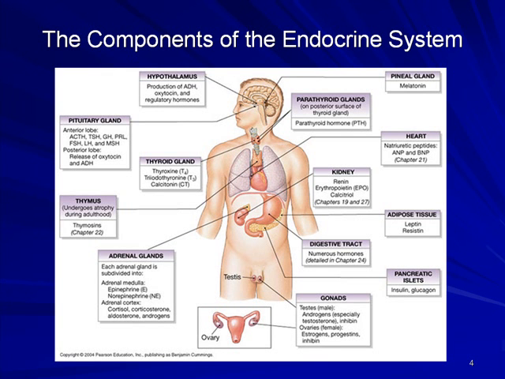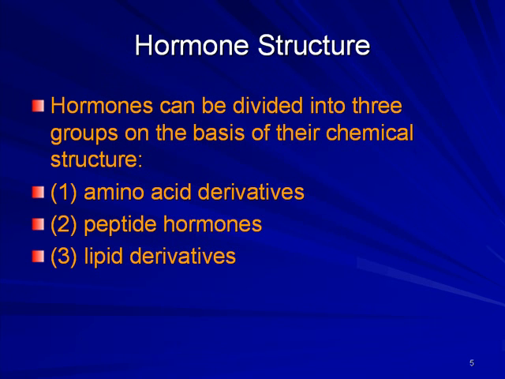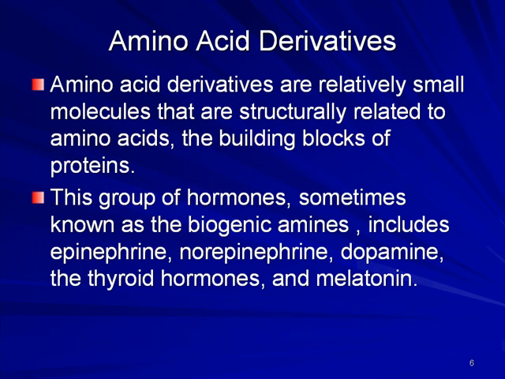These are some of the components of the endocrine system: hypothalamus, pituitary gland, thyroid gland, adrenal glands, kidneys, the digestive tract that we talked about a couple of weeks ago, adipose tissue, heart, pineal gland, pancreatic islet cells. All of these areas of the body are involved in the secretion of hormones. So now hormones can be divided into 3 groups: amino acid derivatives, test question, peptide hormones, and lipid derivatives. Those are the 3 basic groups by chemical structure.